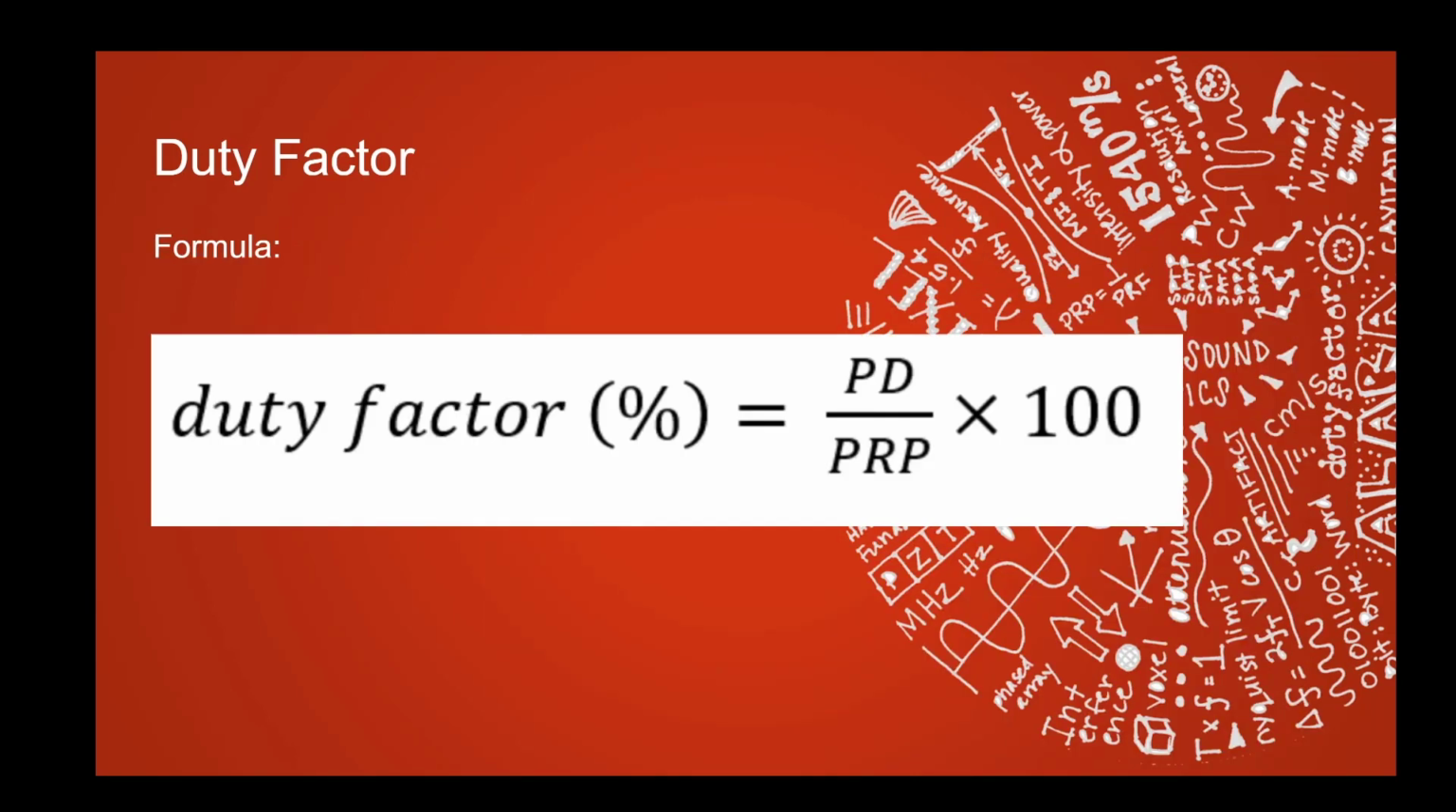And the duty factor formula then is related to both the pulse duration and the PRP. So pulse duration divided by the PRP, you can leave it as that number there. If you want to change it into a percentage, then you multiply it by 100 to get your percentage.